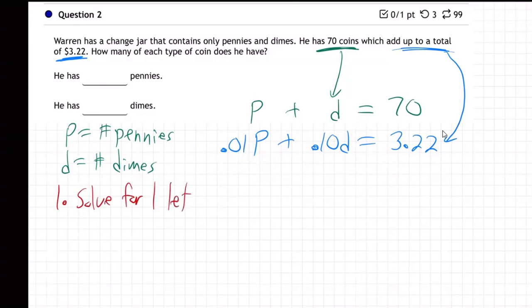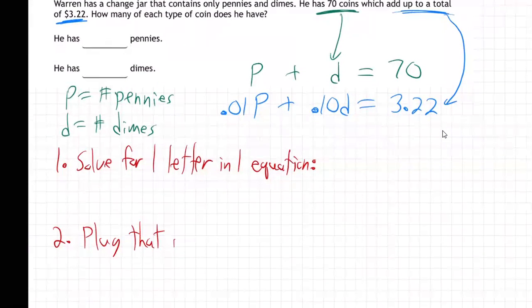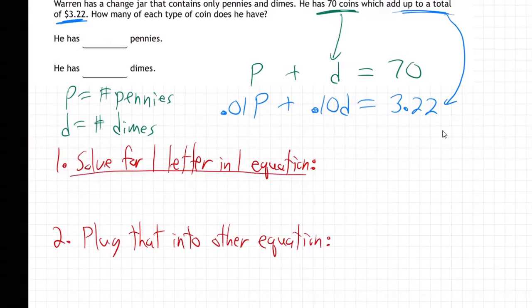Solve for one letter in one equation. And then step 2, plug that into the other equation. So solve for one letter in one equation and plug that into the other equation.